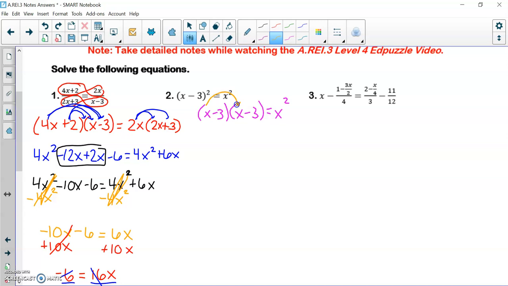First terms, an x times an x is an x squared. Outer terms, an x times a minus 3 is a minus 3x. Inner terms, a minus 3 times an x is another minus 3x. Last terms, a negative 3 times a negative 3 turns into a plus 9. And then I also have that equals x squared. I'm now going to combine like terms. I can combine the negative 3x minus 3x. So I have an x squared minus 6x plus 9.